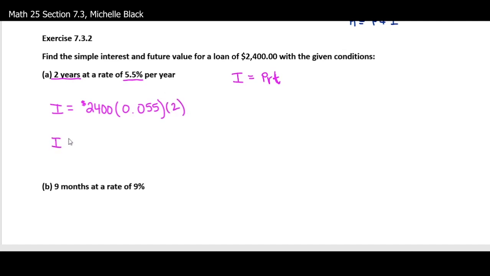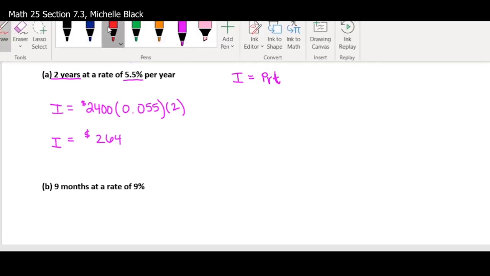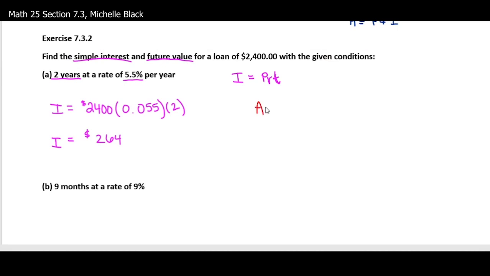If you plug all of that into your calculator, you'll get back $264. Now, we were asked to find the simple interest as well as the future value. So remember, future value is just the amount that you originally invested or borrowed. So this is a loan, so we borrowed our principal of $2,400 plus your interest. And for us, our interest was what we just found, which is $264. So the future value of our loan that we need to pay back is $2,664.